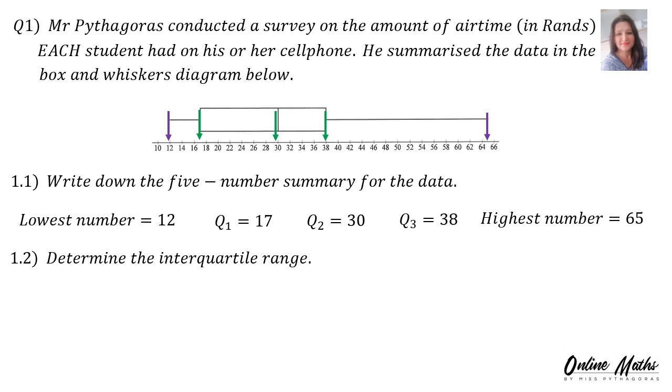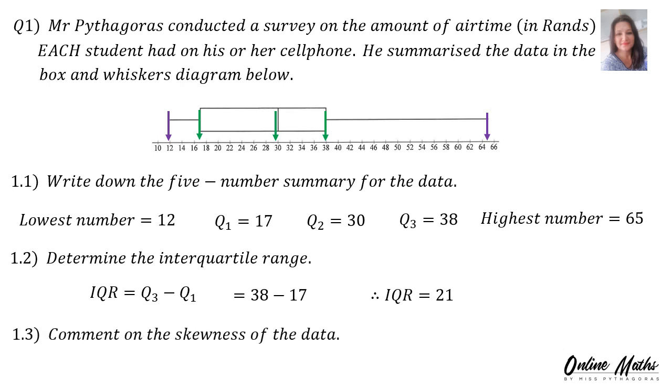Number 2. Determine the interquartile range. Now there's a little formula. IQR equals Q3 minus Q1, which is 38 minus 17. Therefore, the interquartile range is 21.